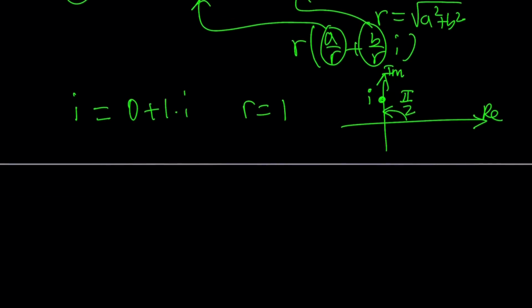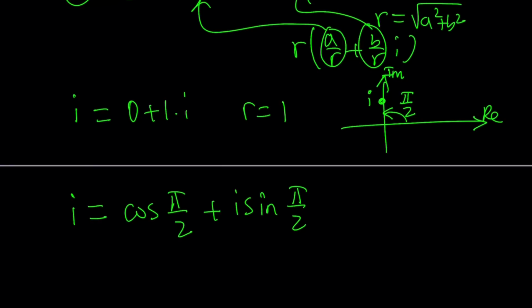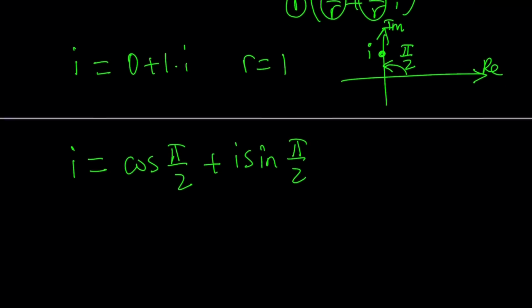How do we raise it to the power i? We have to turn it into an exponential form. So let's go ahead and do that. Since the angle is pi over 2, we can write i as cosine of pi over 2 plus i times sine of pi over 2. In this case, I ignored the r because r is 1, so we don't have to worry about it. Now, using Euler's formula, we can write this as e to the power i times pi over 2.